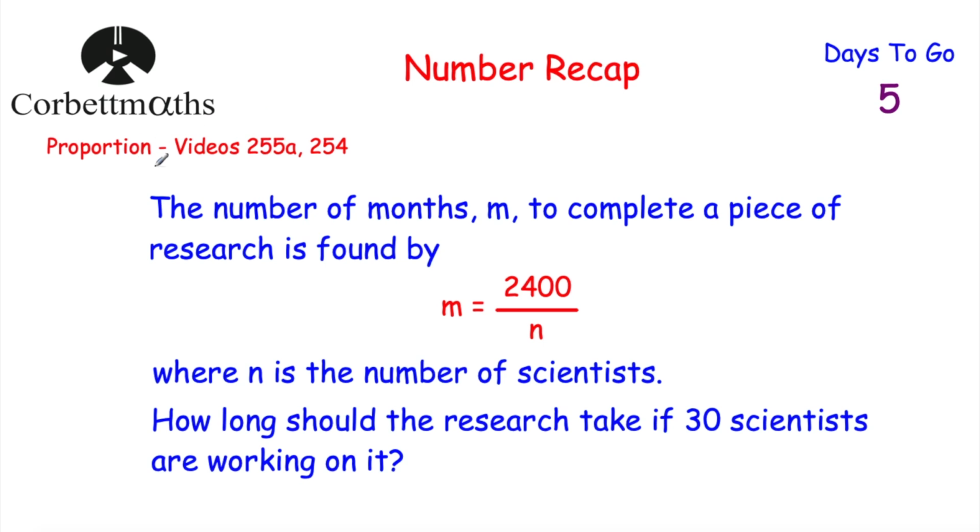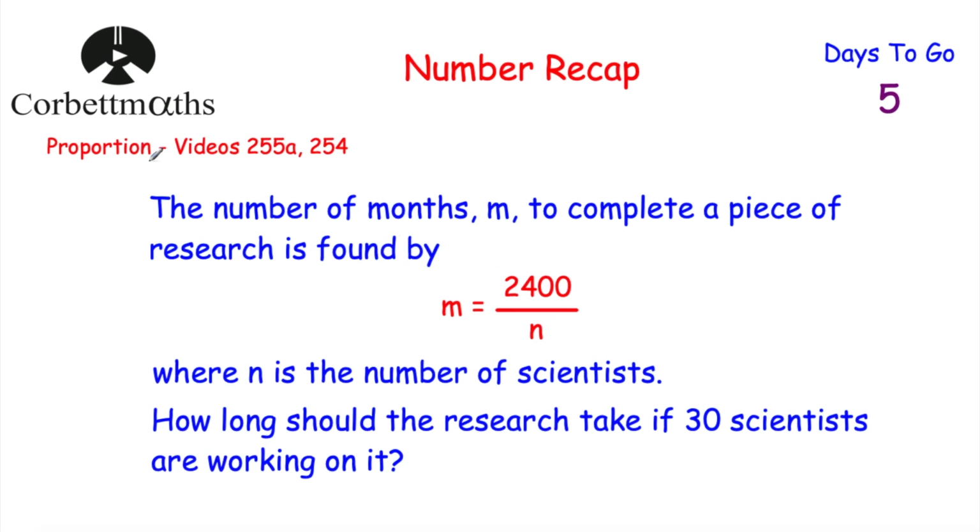Now in terms of proportion, there's a couple of different types of proportion questions you may encounter. One, you may encounter a formula that they give to you. So you've got here that the number of months M to complete a piece of research is found by 2,400 divided by N, where N is the number of scientists. And the question says, how long should the research take if 30 scientists are working on it? So here you're just substituting 30 for N and you do 2,400 divided by 30, and that's the answer.